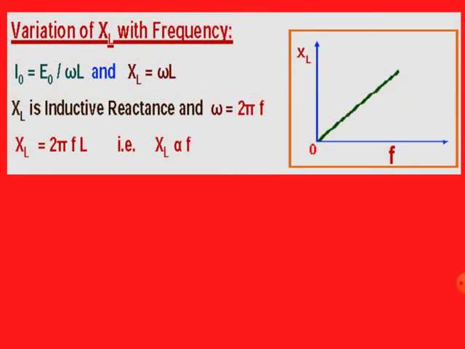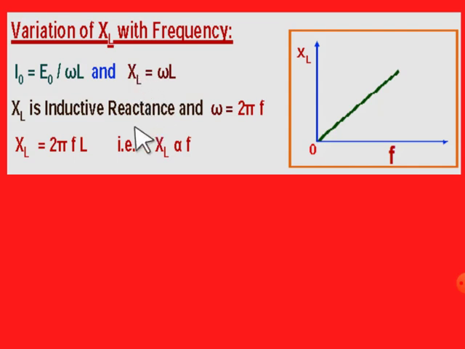Now let's see the variation of reactance with frequency. Let's take up the inductive reactance first. We know that I is equal to E naught divided by omega L. Then your I naught, the peak value of the current, is equal to what? The ratio of the peak EMF to omega L. So this omega L is what we call inductive reactance, and it is denoted by XL.